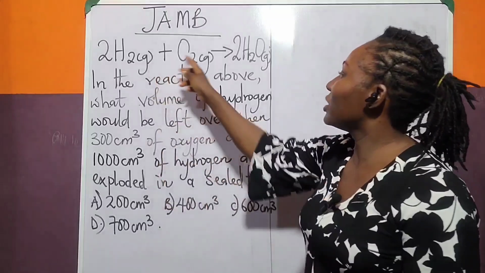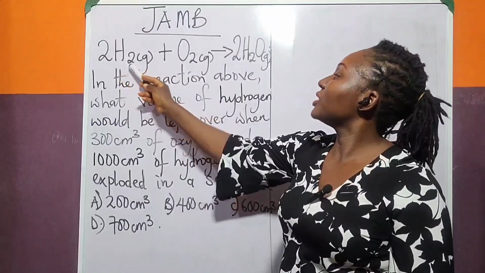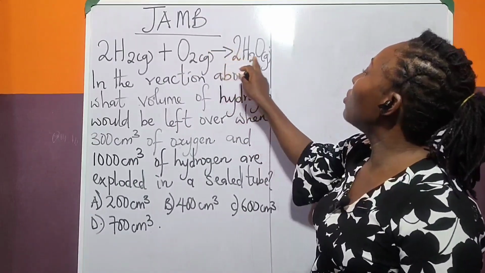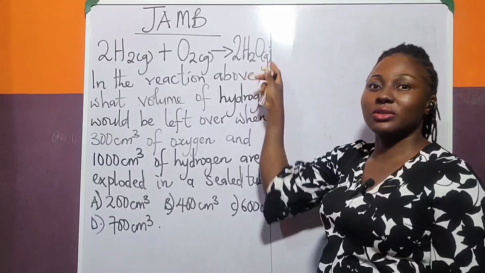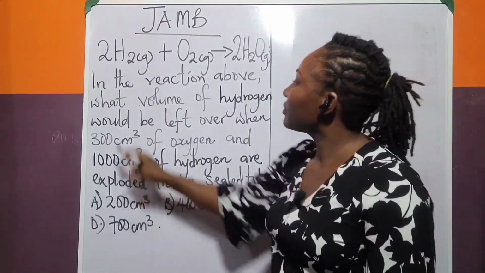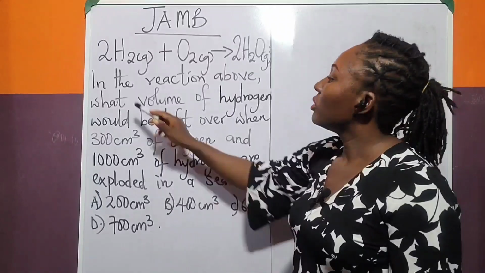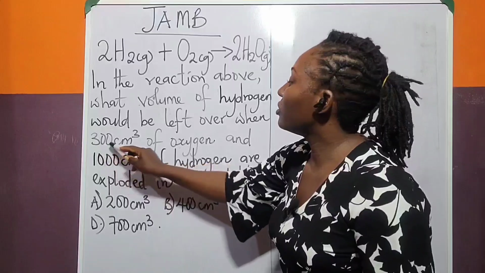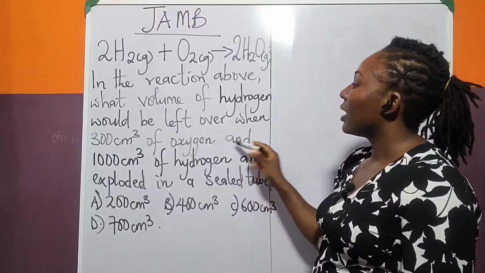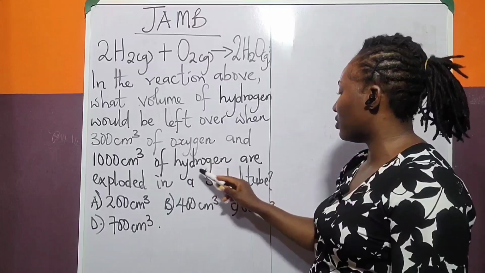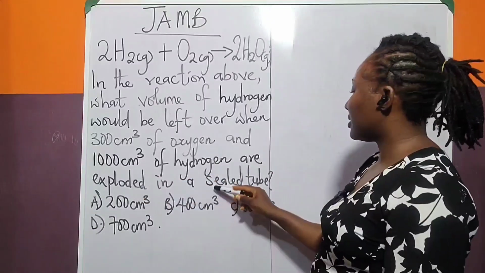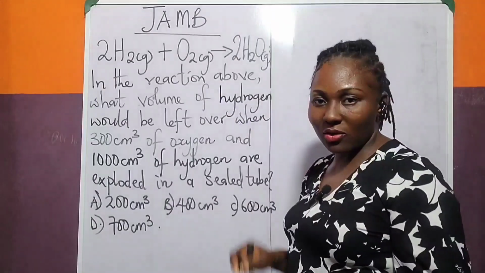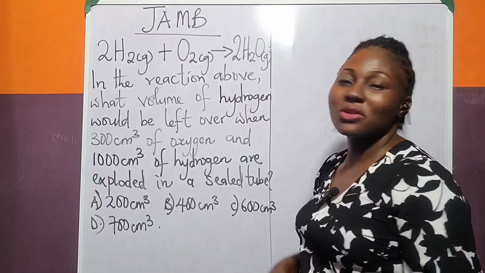So here I have an equation where 2 moles of hydrogen gas reacted with 1 mole of oxygen gas to produce 2 moles of steam. Steam, because it's in the gaseous state. The question said, in the reaction above, what volume of hydrogen would be left over when 300 cm cube of oxygen and 1000 cm cube of hydrogen are exploded in a sealed tube? This is a question from Gay Lussac's law of equal volume. So let's solve it quickly.